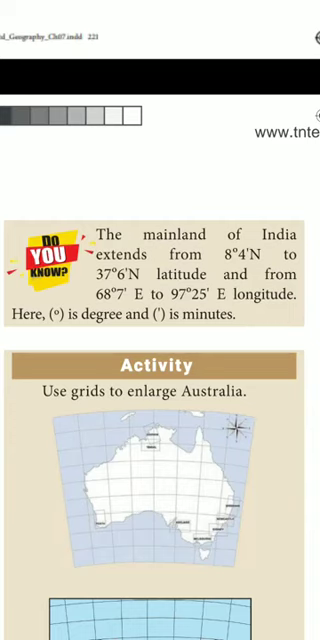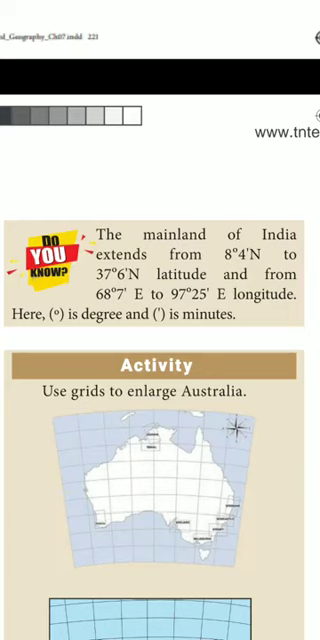The mainland of India extends from 8 degrees 4 minutes north latitude to 37 degrees 6 minutes north latitude, and from 68 degrees 7 minutes east to 97 degrees 25 minutes east longitude. Here the circle symbol is the degree and the dash is how you mark the minute. This one will also come in the 10th standard, okay.